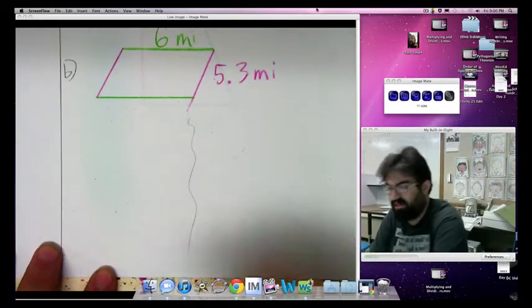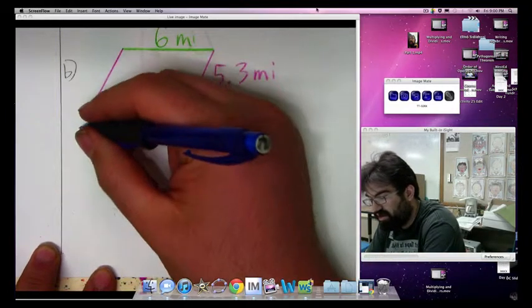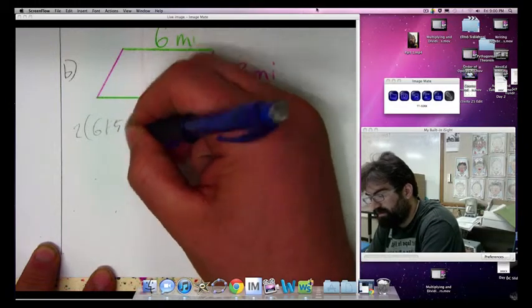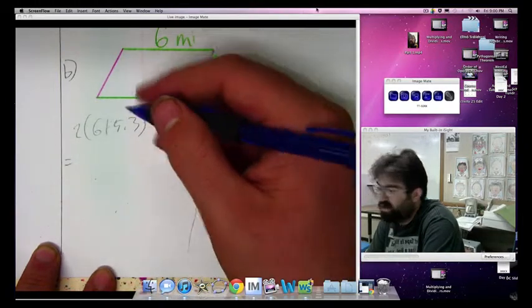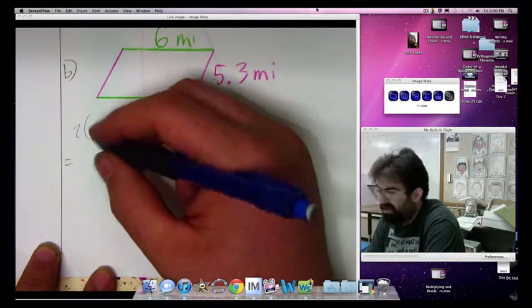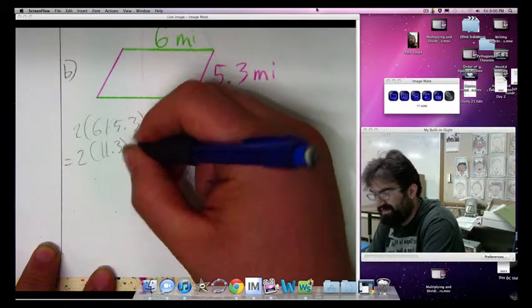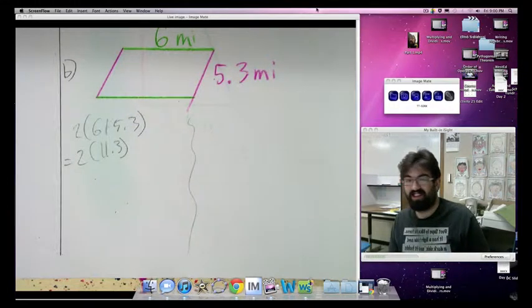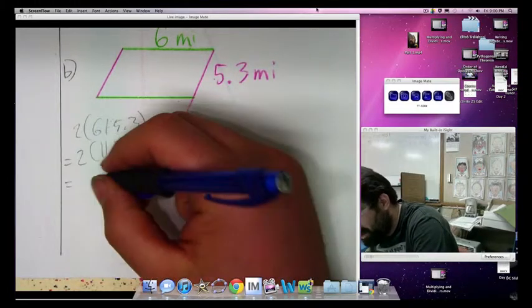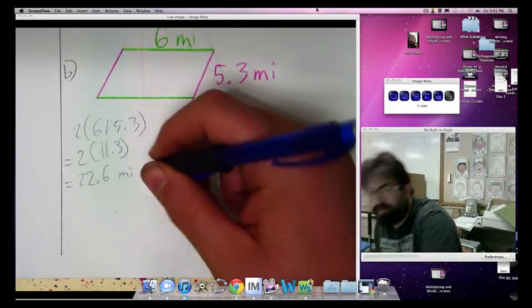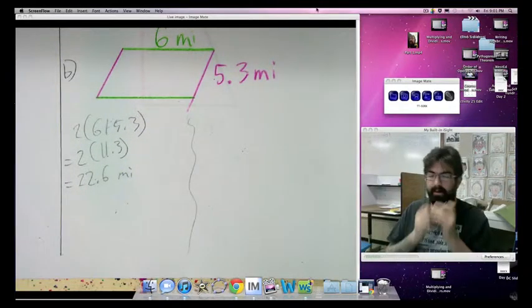Let's do it 2 different ways. I could do it like this. 2 times 6 plus 5.3, which is 2 times 11.3. Order of operations says I add first, which is 22.6 miles. MI means miles, by the way. Cool.